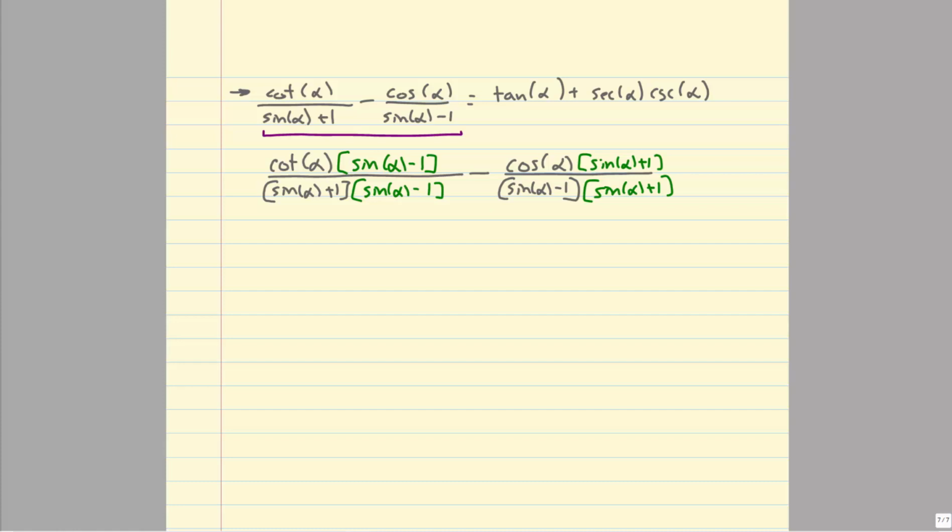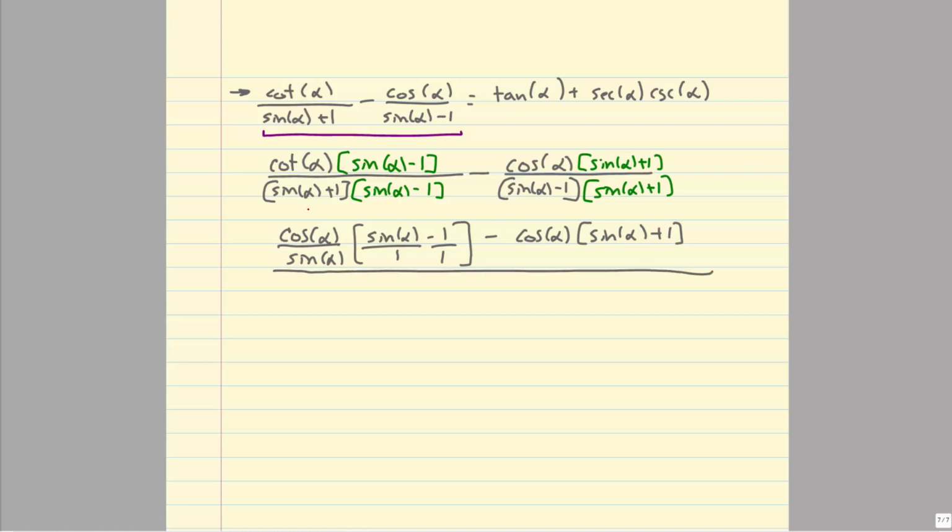Once I have that common denominator, I can take this cotangent alpha and distribute it if I wanted to, or I could rewrite it in terms of sine and cosine. I have a couple different options there, but like I said before, there's more than one way to work these problems. So cotangent of alpha would be cosine of alpha over sine of alpha, and then I have sine of alpha minus 1. I'm going to write this as a single fraction. Oh, actually I'll split it up into two fractions, minus cosine of alpha times sine of alpha plus 1. Now this is all over sine alpha plus 1, sine alpha minus 1.